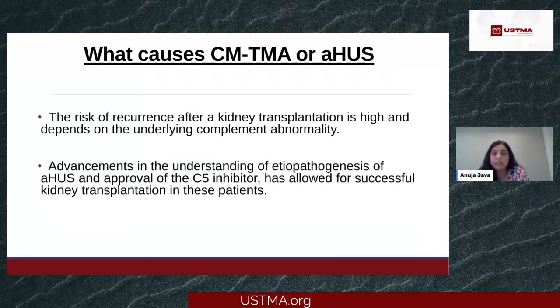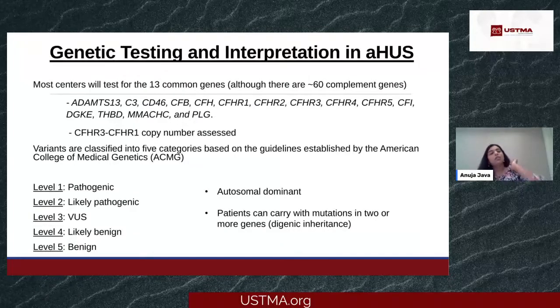Next slide, please. So coming to genetic testing, since genetics holds such an important aspect of the disease, many of you probably have undergone genetic testing and are seeing a physician and you know what your mutation is. Others may not have done it. But to go over what happens when we are concerned that a patient has atypical HUS, we do consider genetic testing in those patients. And there are multiple labs in the country that do it. Most centers will test for 13 common genes, and I've listed those genes here.